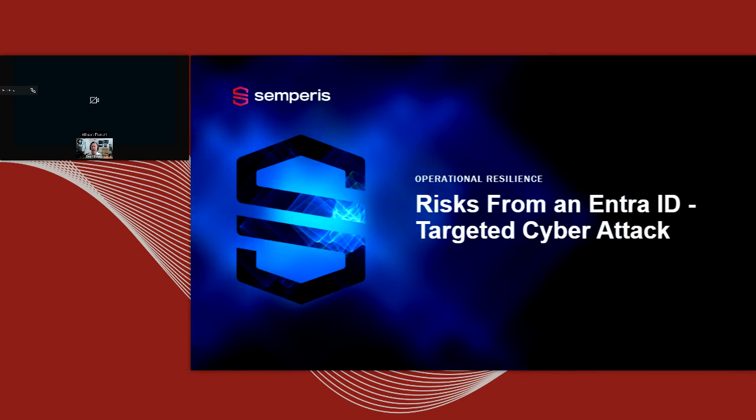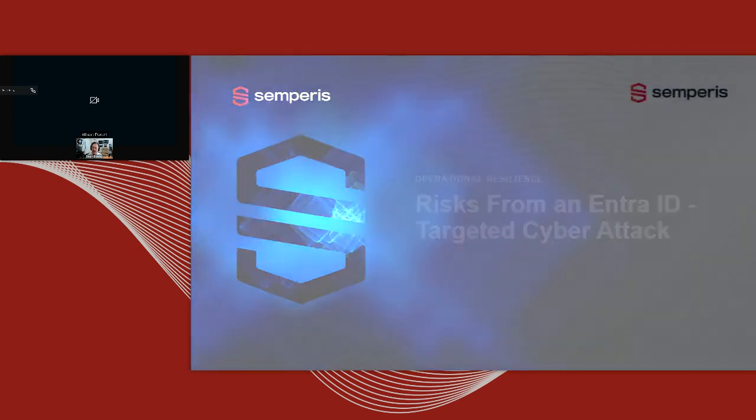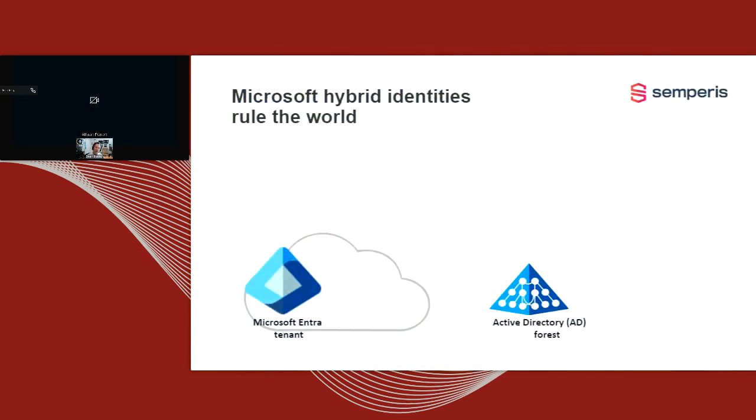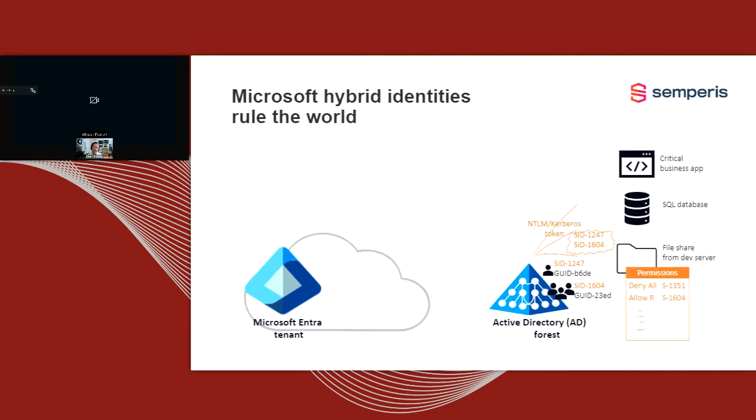There's also risks from Entra ID. This is a whole other area, and unfortunately, I don't have time to really go into it in great detail, but this is about the complication of hybrid identities, and this is a hybrid identities world that we live in today, where you've got Active Directory and the Entra tenant. And as I said, we have these SIDs. We've got SID 1247, SID 1604 for an individual user or a group, and they were pushed into these on-premises applications, the permissions, allow, deny, that sort of thing.